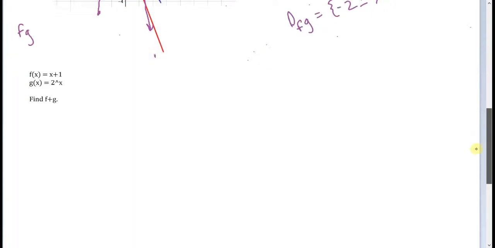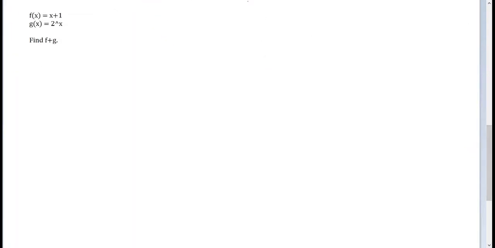We'll do one more example. So we're given x plus 1 and 2 to the power of x, and asked to find f plus g. So we could find it algebraically simply by doing the addition. f plus g at x is equal to x plus 1 plus 2 to the power of x. I like putting the 2 to the power of x first. We don't really know what this function looks like. We haven't studied this function at all.